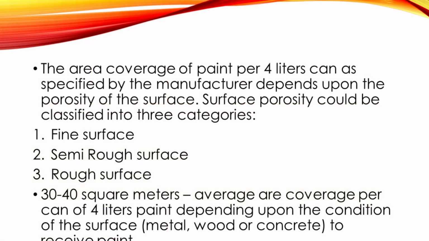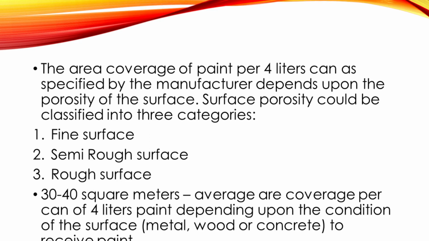The area coverage of paint per 4 liters can, as specified by the manufacturer, depends upon the porosity of the surface. Surface porosity could be classified into 3 categories. These are the fine surface, semi-rough surface, and rough surface. So generally, the average area coverage per can of 4 liters paint ranges from 30 to 40 square meters depending upon the condition of the surface to receive paint.